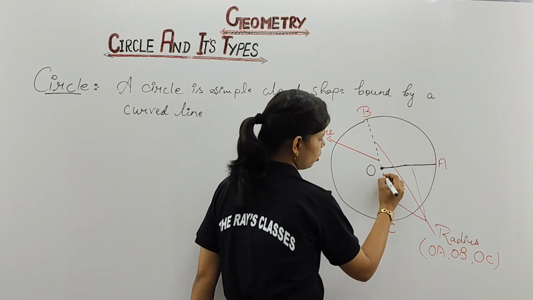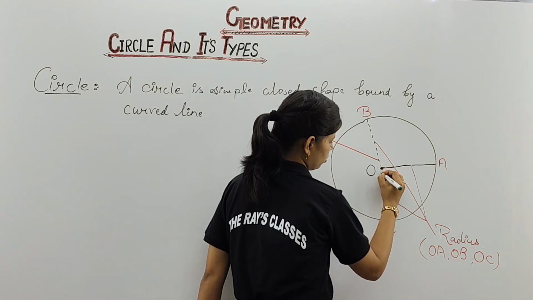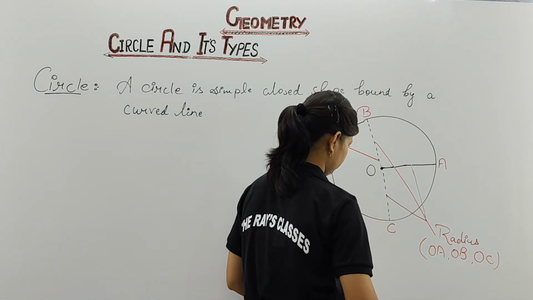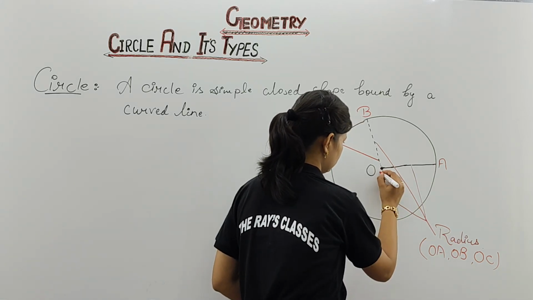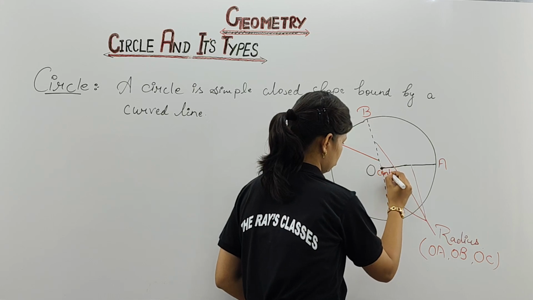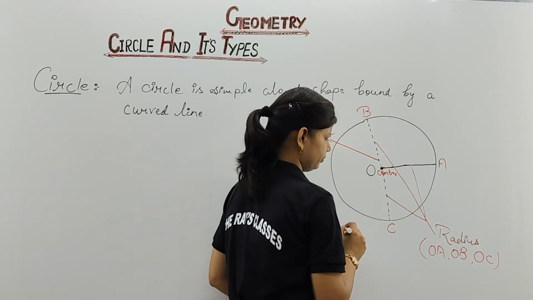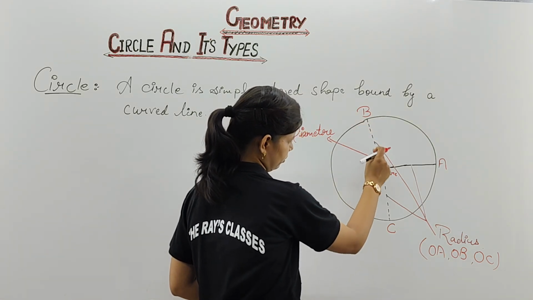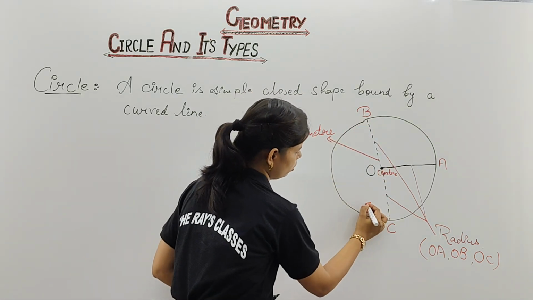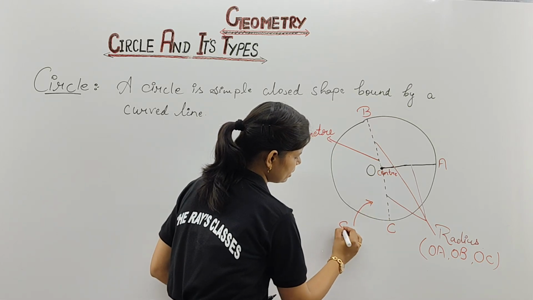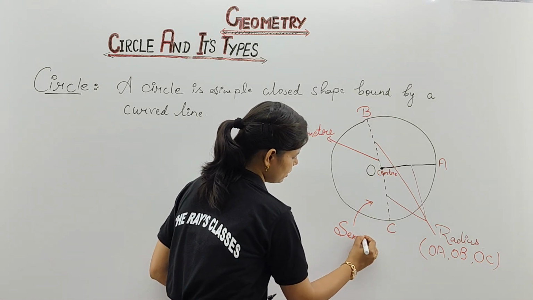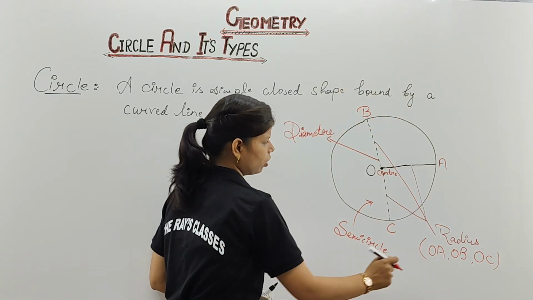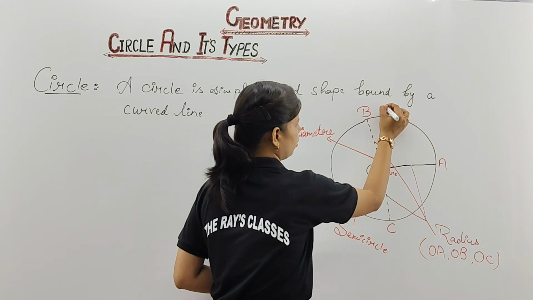This point of yours, this will be your center. What is that? Center. Clear? Another part, starting from this side to this half part, is your semicircle. What is a semicircle? This whole is your circle.